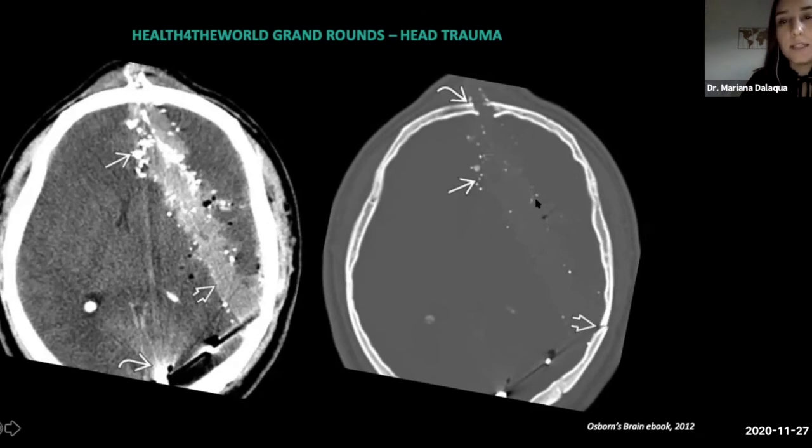And in this case, the direction of the bullet has changed after touching the bone, and the bullet stayed there. It didn't come out, okay? So you won't always have an exit hole. Sometimes you only have an entry hole, as we see in this case.